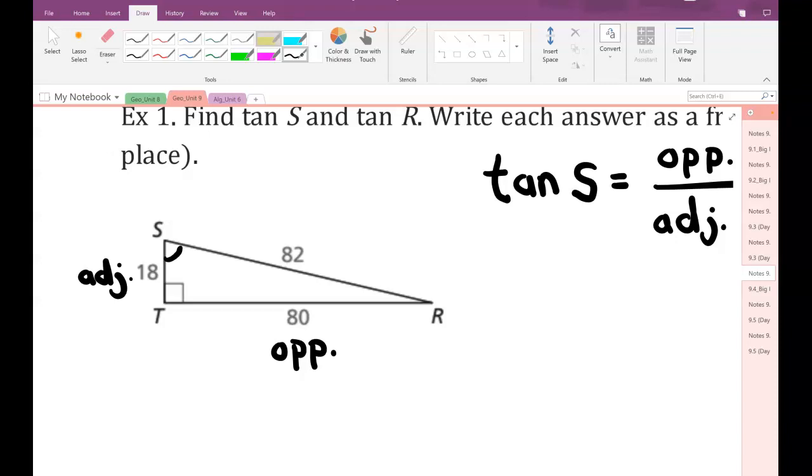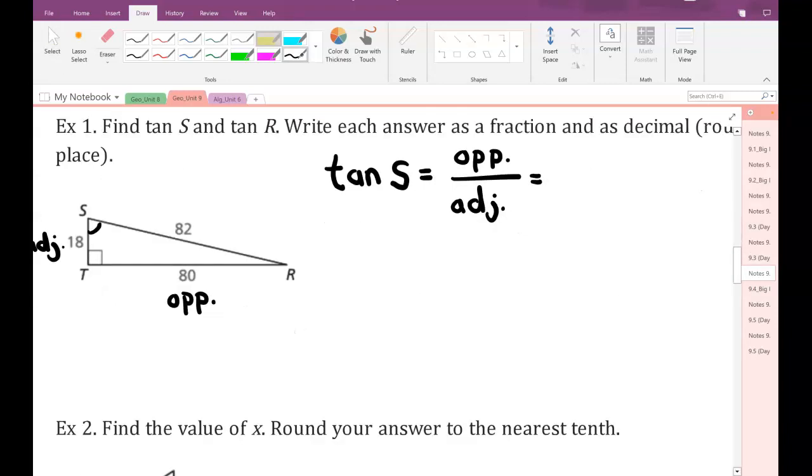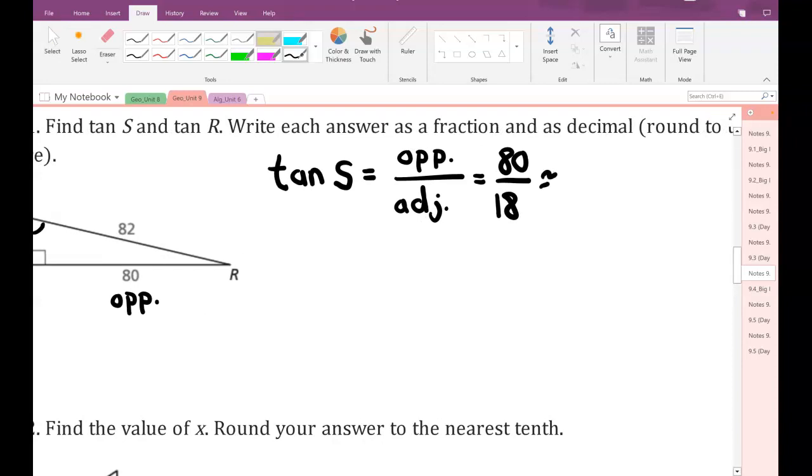So now all we do is plug it in. We know that the opposite side has a length of 80. The adjacent side has a length of 18. So there's our answer written as a fraction. And then we want it as a decimal. We know to find a decimal from a fraction, you just divide the two. So when you do that and round it to the 4th decimal place, you get 4.4444.